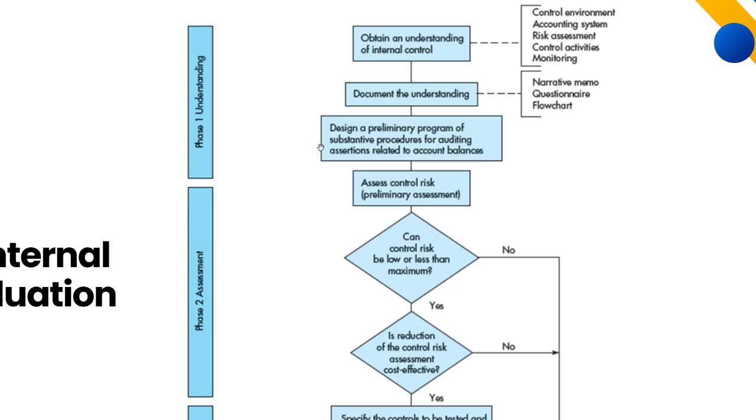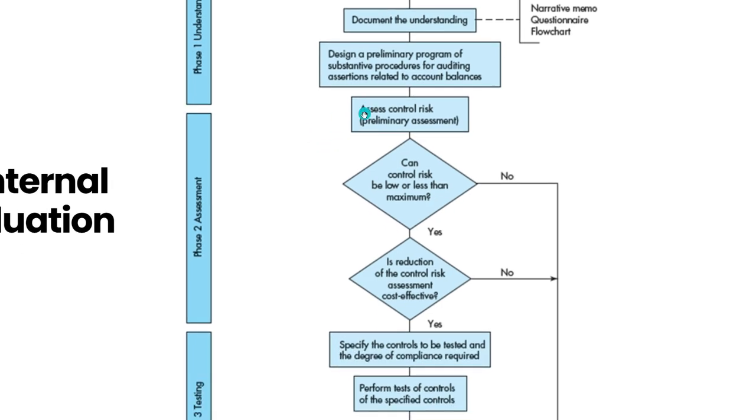After we understand that, the next step is to design our preliminary program of substantive procedures. So that's putting together our audit plan in the very beginning based on our preliminary understanding of internal controls. We're going to assess our control risk. So based on this understanding, how much risk do we think there is within this organization? So we have some general idea of the controls that we have, but we don't really know that they're operating the way that they're designed. That's where this testing really comes into place.